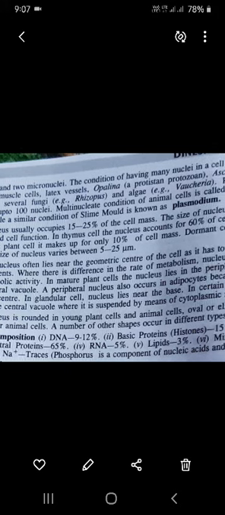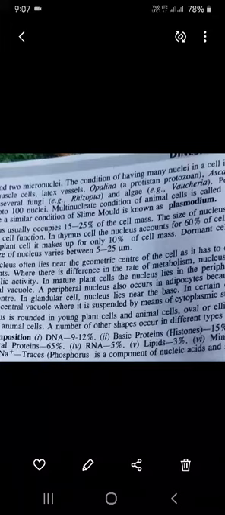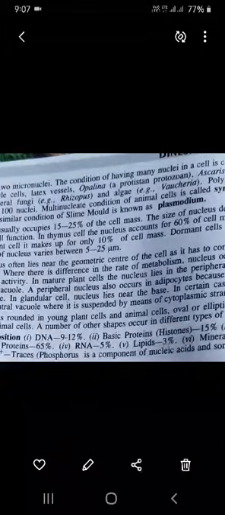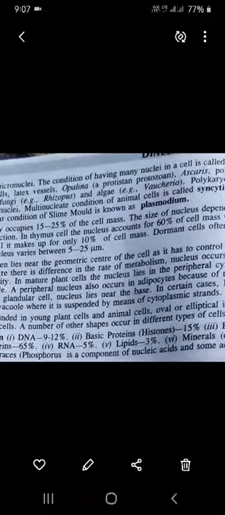to 12%, basic proteins and histones 15%, इसी तरह से enzymes, acidic proteins and neutral proteins 65%, RNA 5%, and lipids 3%, minerals and others, for example potassium, calcium, magnesium, sodium, traces. Phosphorus is a component of nucleic acids and some acidic proteins.